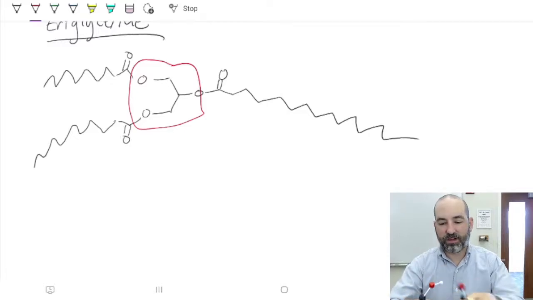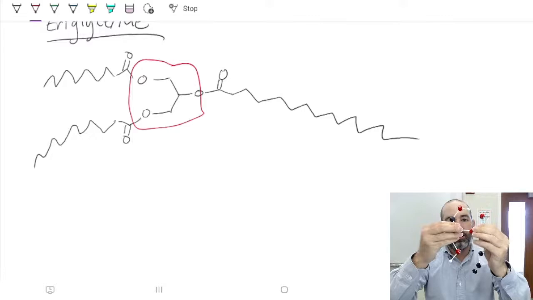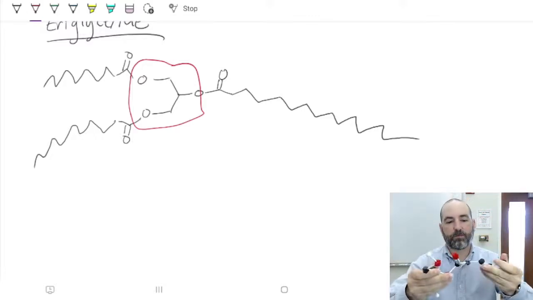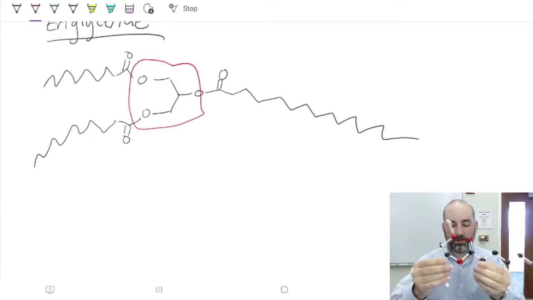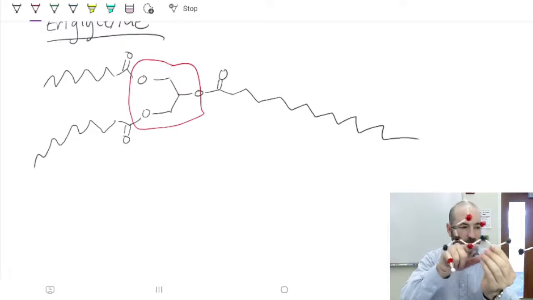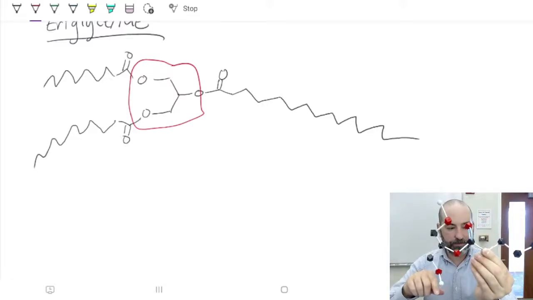2 hydrogens and an oxygen, which you might also recognize as water, right? 2 hydrogens and an oxygen. Get rid of that, and now I can connect these here. All right, so now I've made a monoglyceride. I've connected 1 fatty acid to my glycerol molecule here.